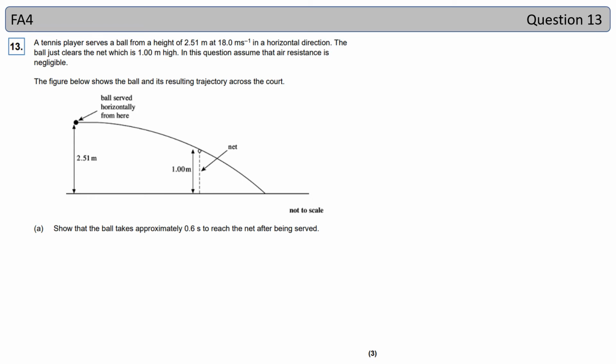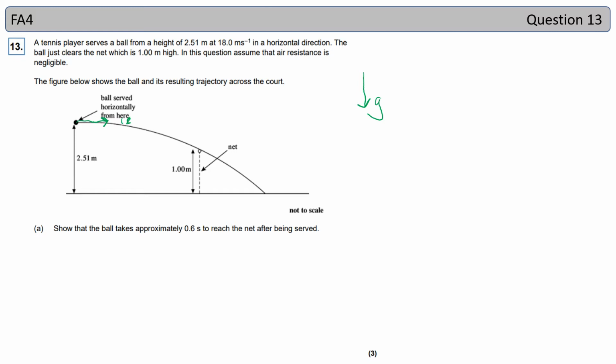Okay, so this is a projectiles question, which means like all projectiles questions, we need to remember that the only force acting is gravity, and that's always going to be acting in the vertical plane. A tennis player serves a ball from a height of 2.51 meters with an initial horizontal velocity of 18 meters per second. So I'm just going to pop that in there, 18 meters per second. It just clears the net, which is 1 meter high.